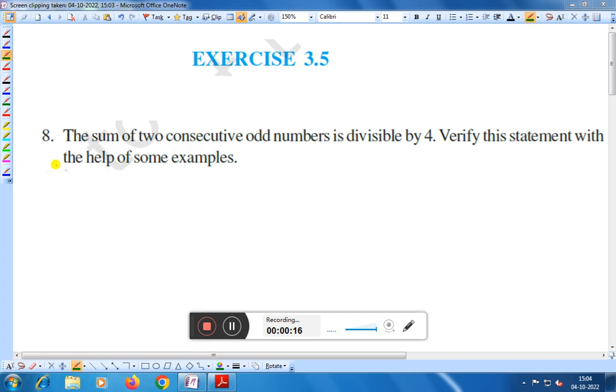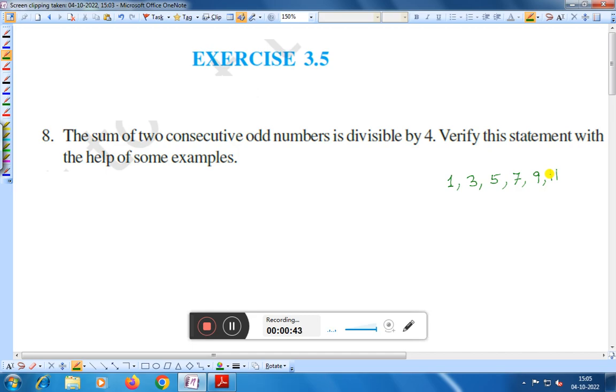First of all, what is the meaning of consecutive odd numbers? Suppose we are taking odd numbers, that is 1. Odd numbers are those numbers which are not divisible by 2. Odd numbers are 1, 3, 5, 7, 9, 11.